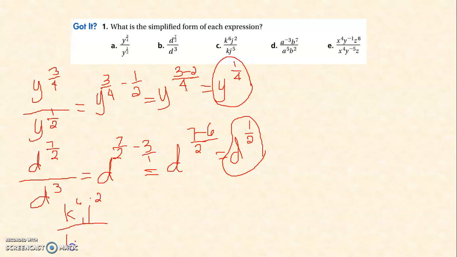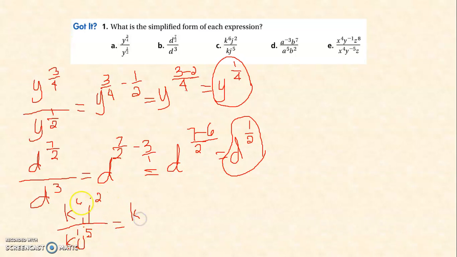Letter C, we have k to the 6 and then j squared divided by k j raised to 5. Okay? We have two variables, k and j. All you need to do is subtract the exponents on k and then subtract the exponents on j. What is the exponent of k here? It is 6. How about here? It is 1. The exponent of j here is 2. Here it's 5.